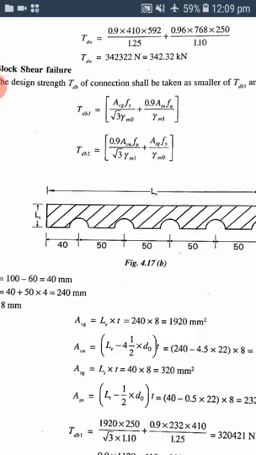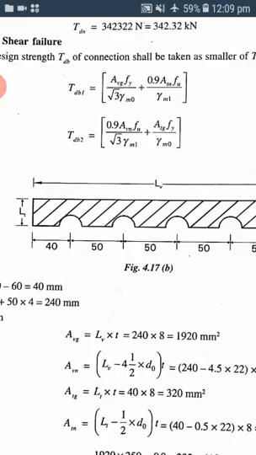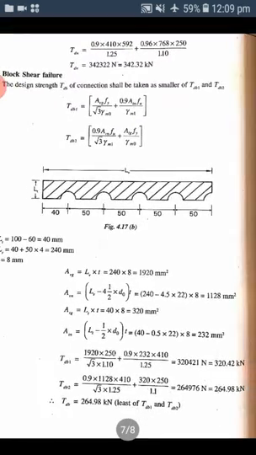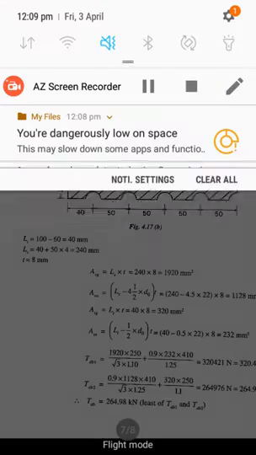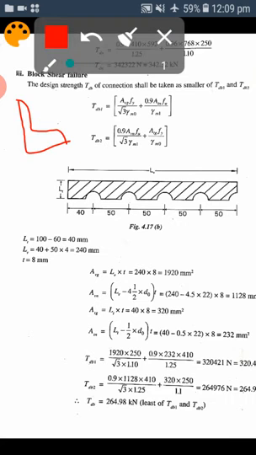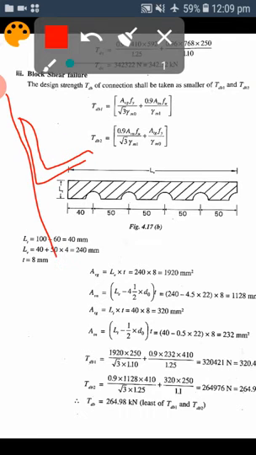Okay. Then how to calculate AVG, AVN and ATG, ATN. So let us take the angle section. The angle section is like this. Draw it once again. It is connected to the gusset plate. This is the angle.